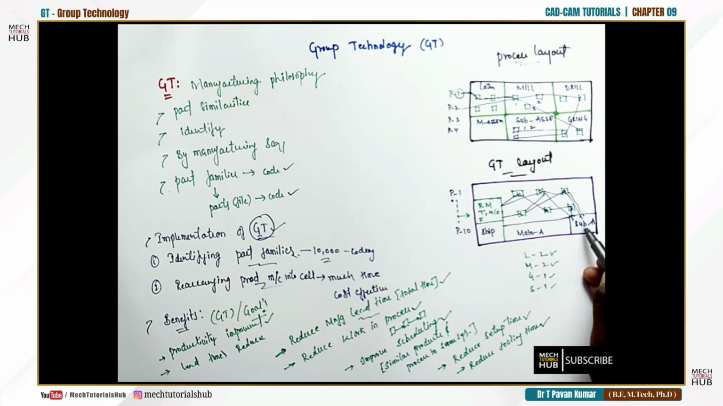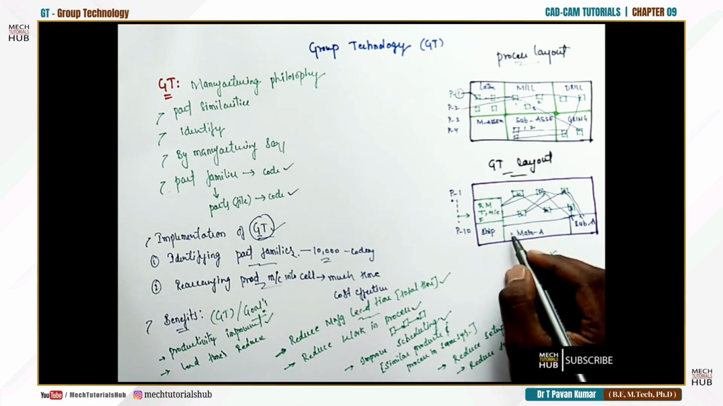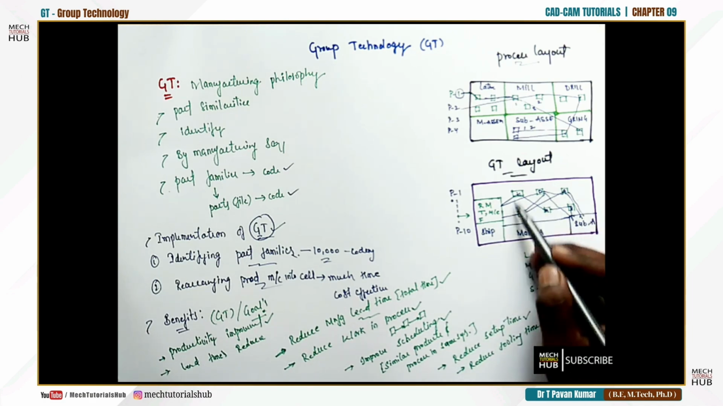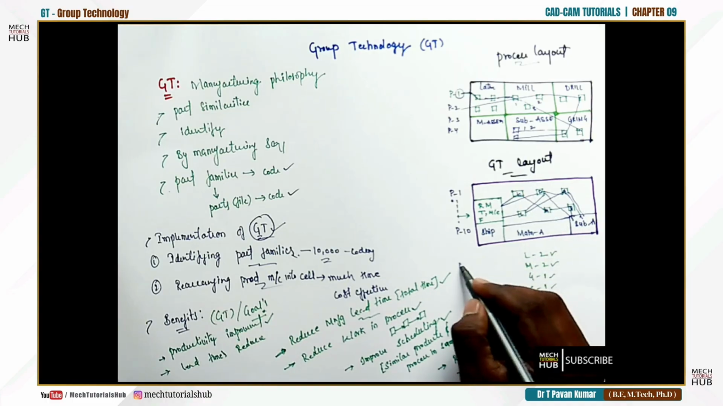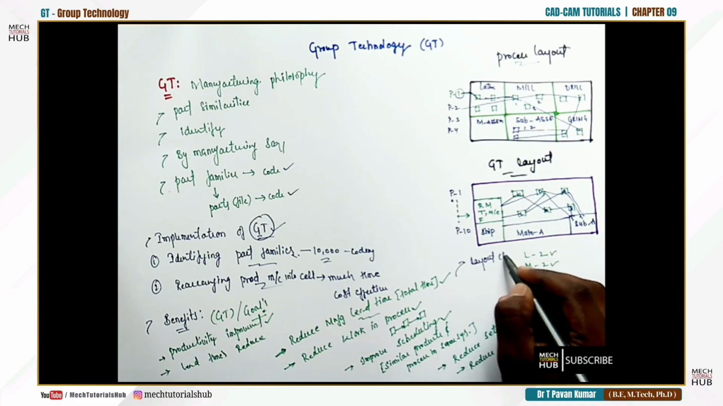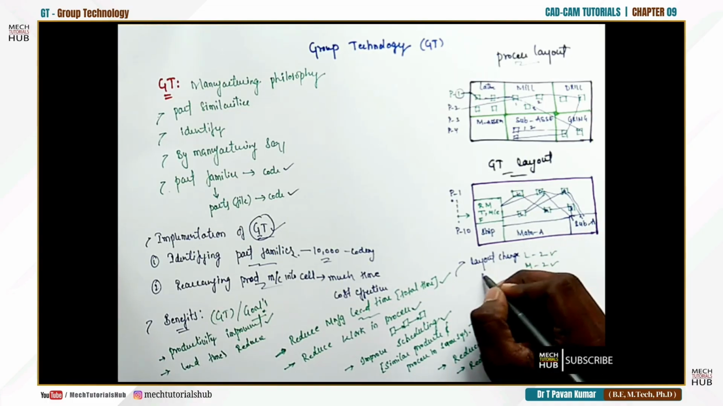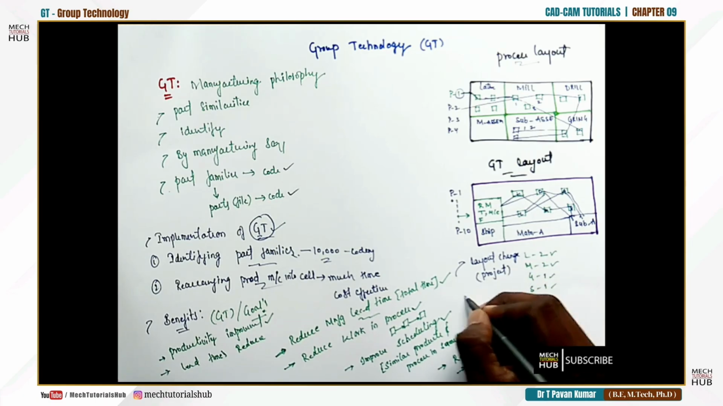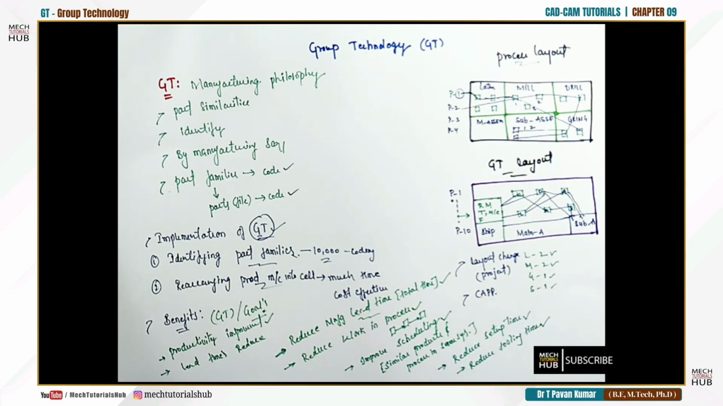Now once all the parts are produced in the sub-assembly zone, we will take them on to the main assembly to assemble the parts and then to dispatch. This complete layout will change. I'll write it down here: layout changes based on the project, or based on CAPP, computer-aided process planning, and this is how we will do it.